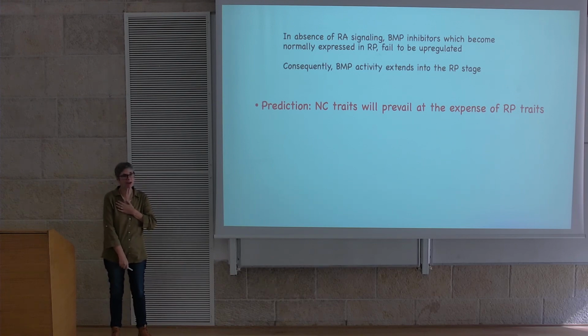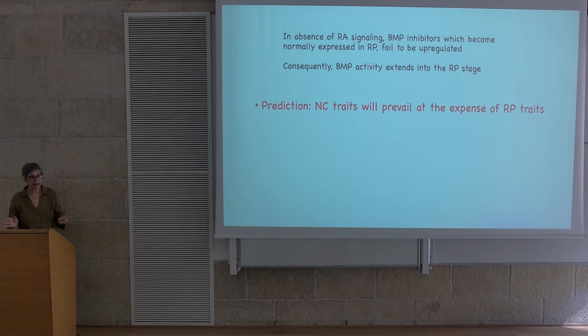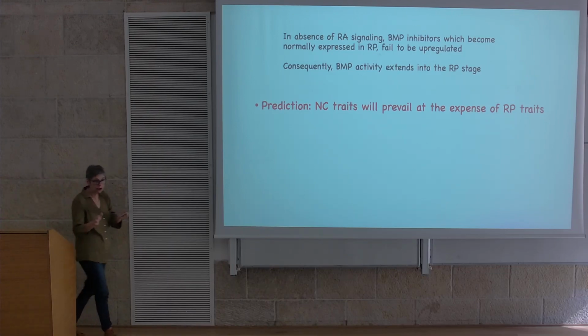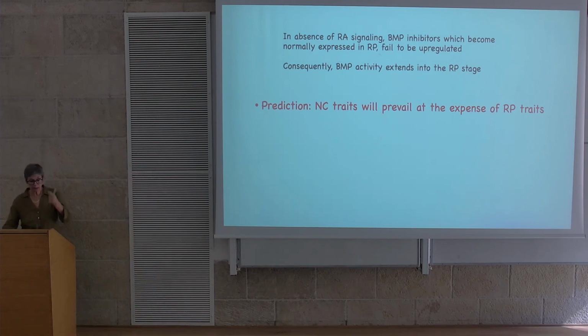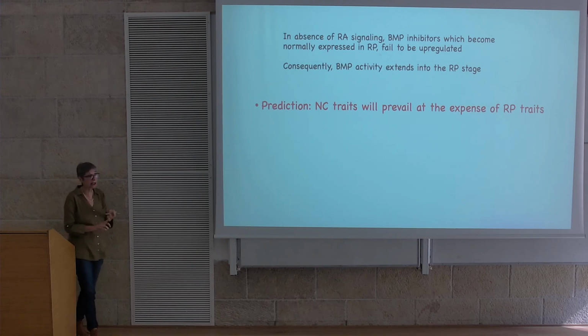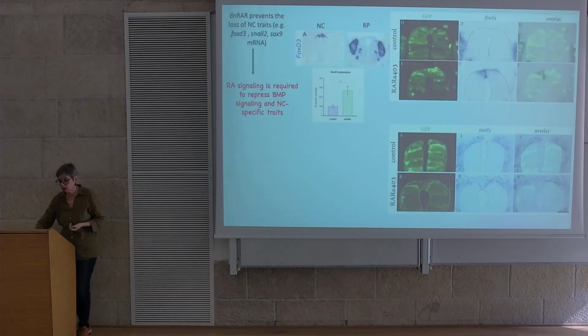Okay? Ocello? Okay. So, again, I'm telling you the logic of the story so that I hope you can follow it. Okay? So, the prediction is that if we inhibit retinoic acid and BMP continues to be active, this means, for us, BMP means neural crest. So we would expect that markers of the neural crest will prevail at the roof plate stage, and that maybe neural crest cells will continue delaminating from the neural tube. And this is indeed what happens.